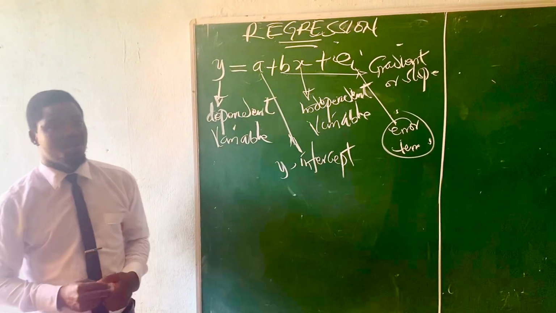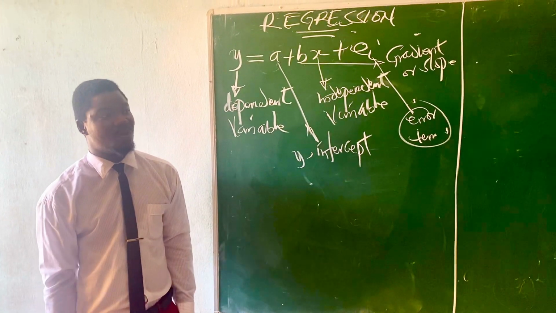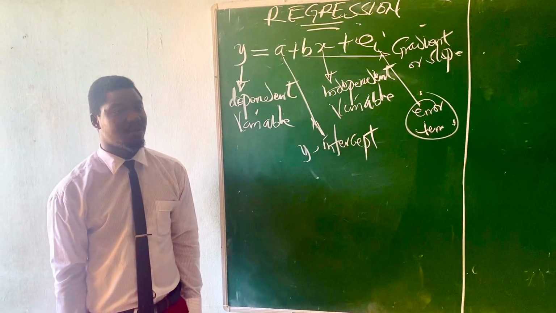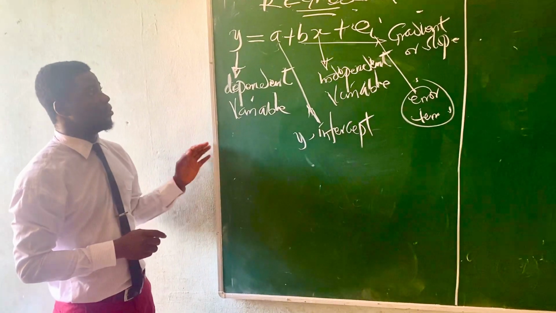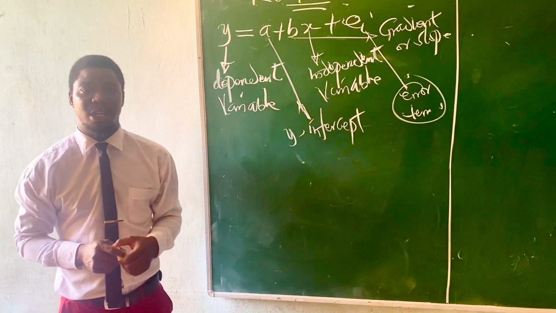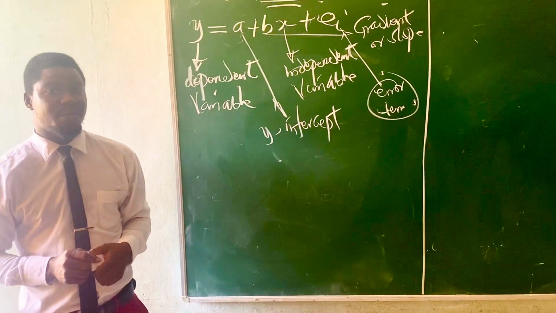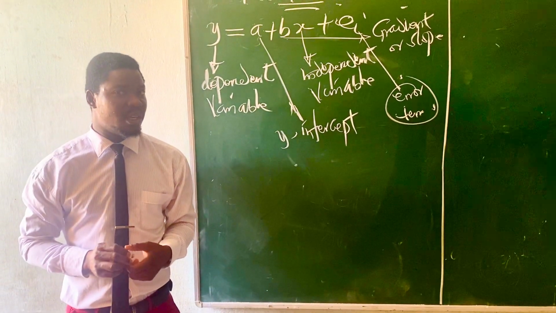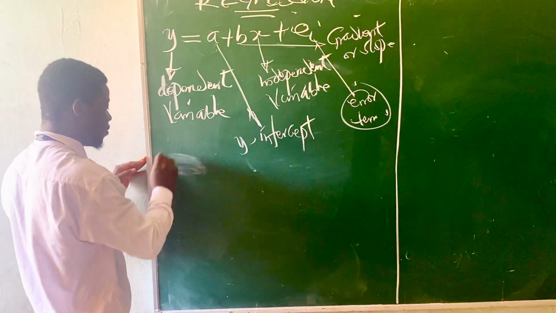But right now, we want to learn how to formulate a regression equation. To formulate a regression equation is very easy. We have various methods in which you can actually formulate a regression equation. We have the ordinary least square method, the graphical method, and the matrix method. But today we'll be looking at the ordinary least square method. So let's look at the ordinary least square method.